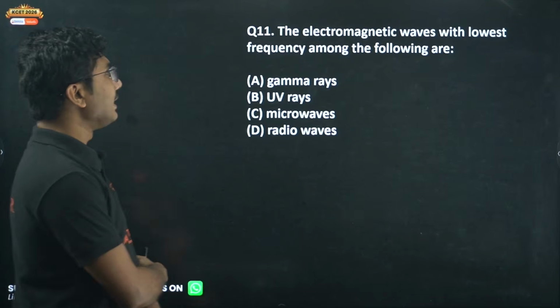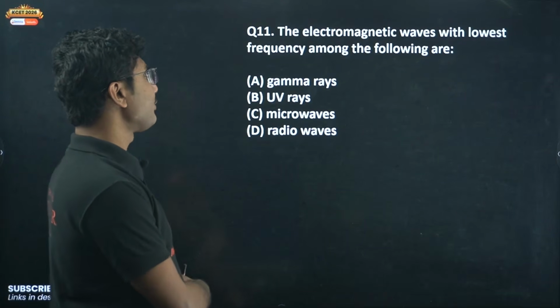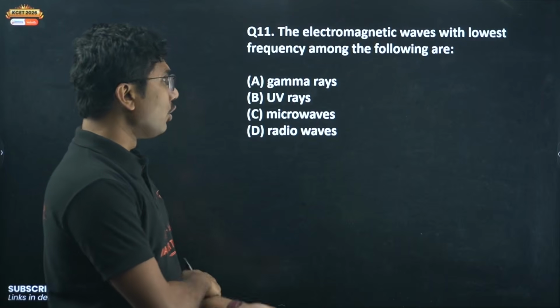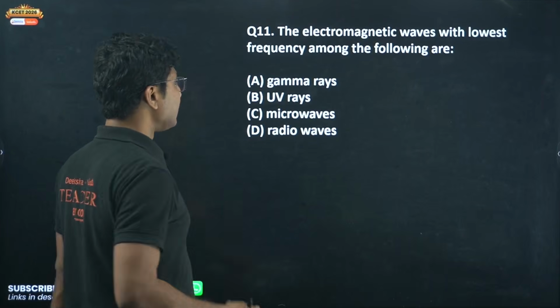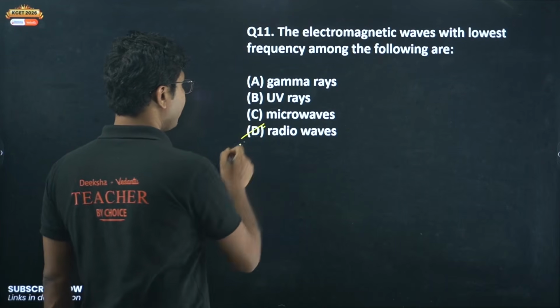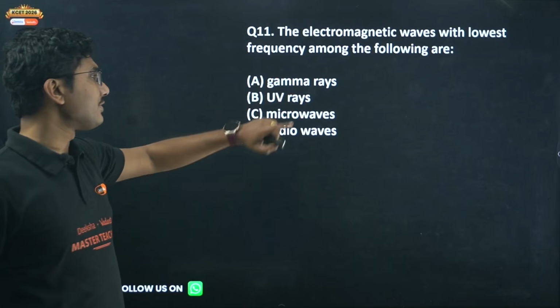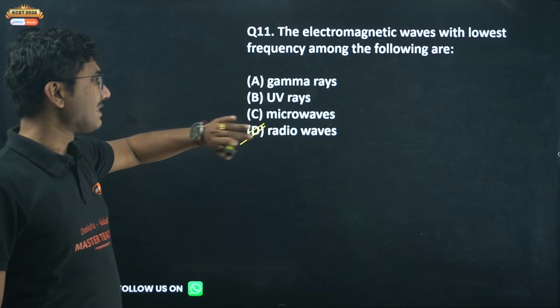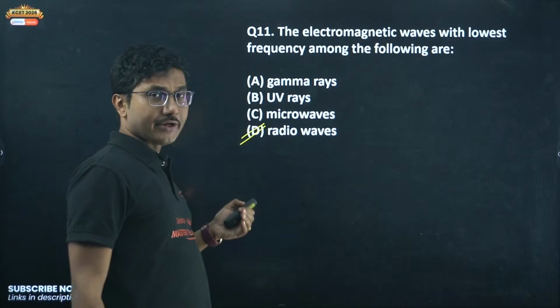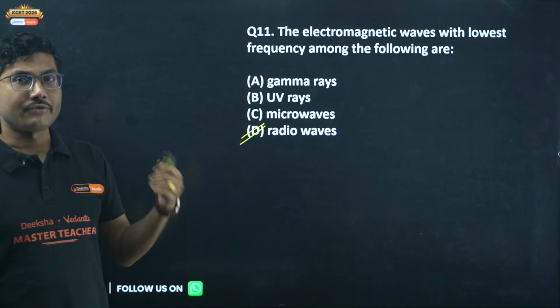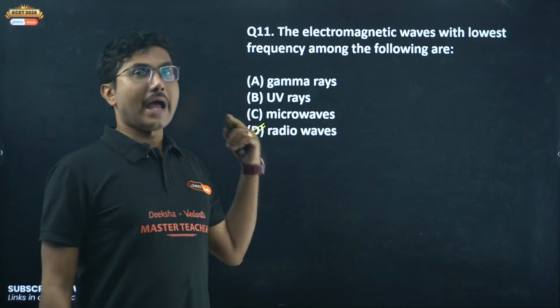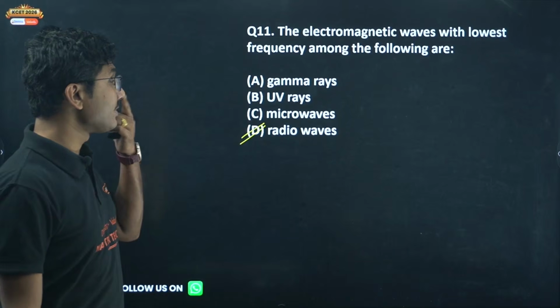Next, the electromagnetic waves with lowest frequency among the following. Lowest frequency will be radio waves. Gamma ray has the highest frequency, UV ray is next, microwaves are higher than radio waves, and radio waves have the smallest frequency. They have the highest wavelength and lowest frequency. So lowest frequency is radio waves.